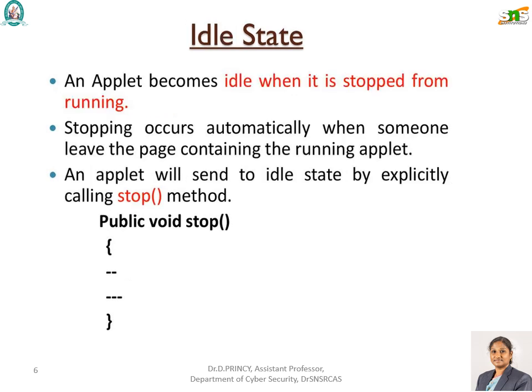Idle state. An applet becomes idle, that means it does not do any actions, when it is stopped from the running state. Stopping occurs automatically when someone leaves the page containing the running applet. An applet will be sent to the idle state by explicitly calling the stop method. The syntax of the stop method is public void stop and the body of the stop method. It does not take any parameters.